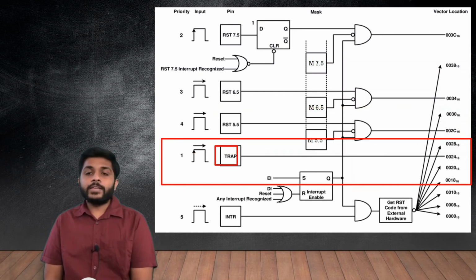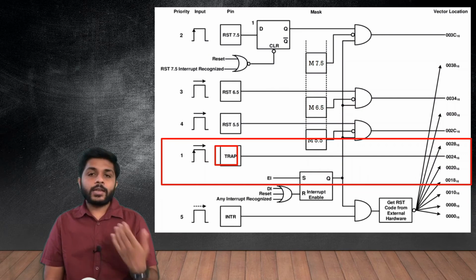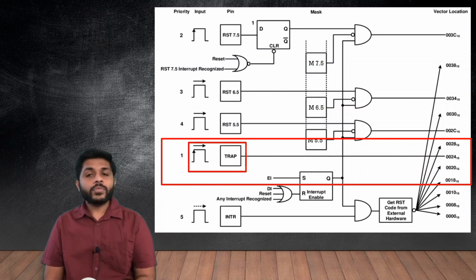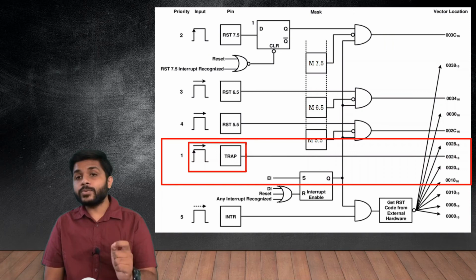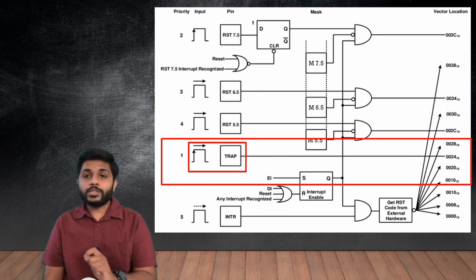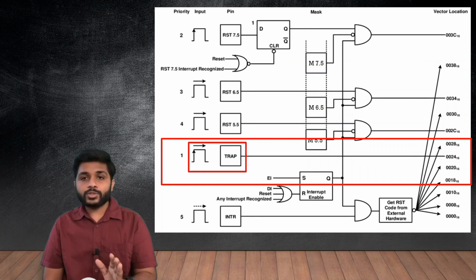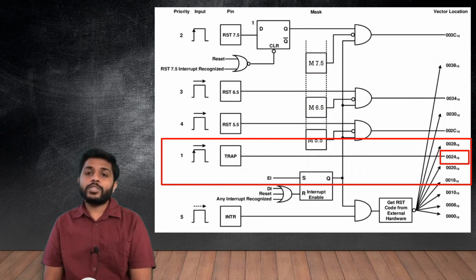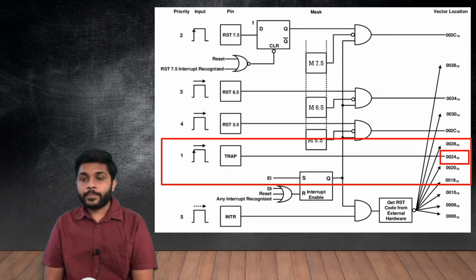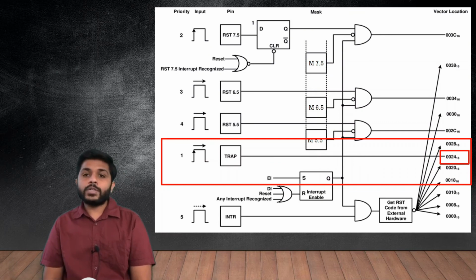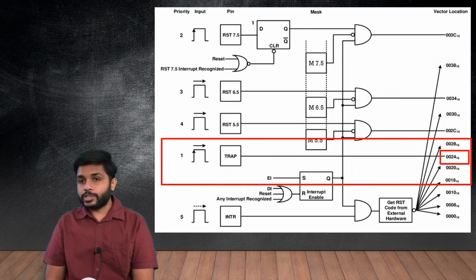The next interrupt is trap. The trap is both level trigger and edge trigger. So whenever any signal is received at the trap pin, the processor will not check whether the interrupt enable flip-flop is set or not, and the processor will also not check whether the trap is masked or not, because trap is a non-maskable and highest priority interrupt. So whenever any signal is received at the trap pin, the processor will stop its current execution and it will jump to the vector location which is provided for the trap interrupt. So the vector location for the trap is 0024H.